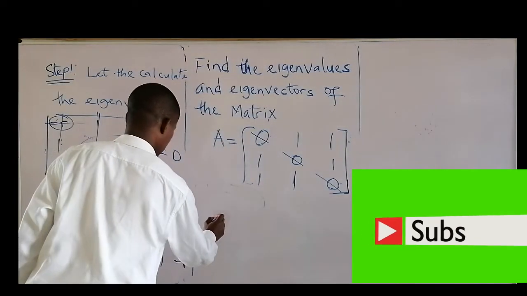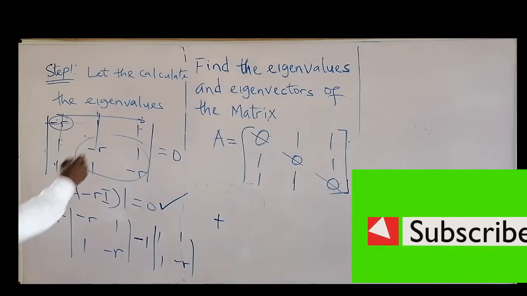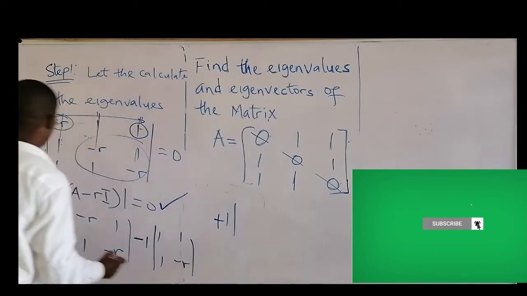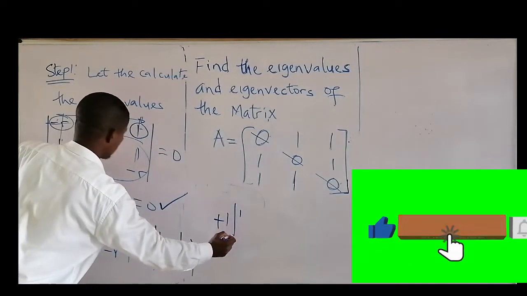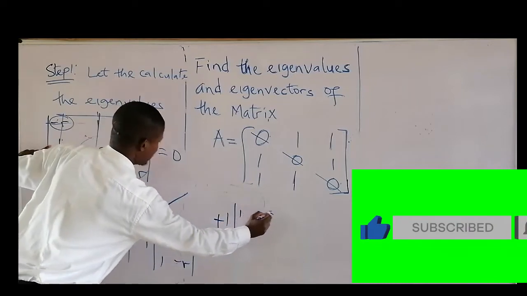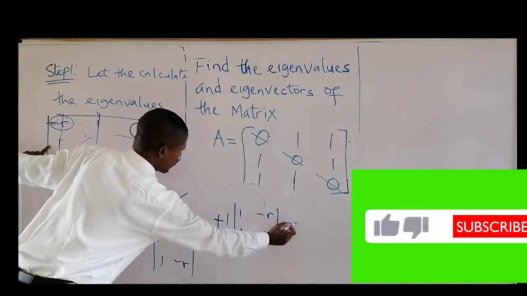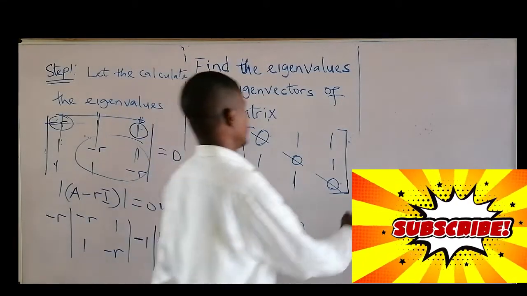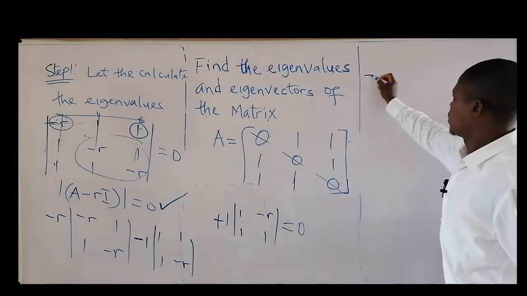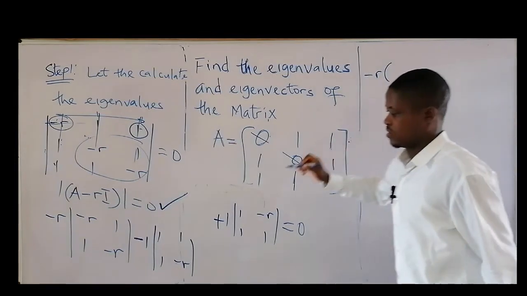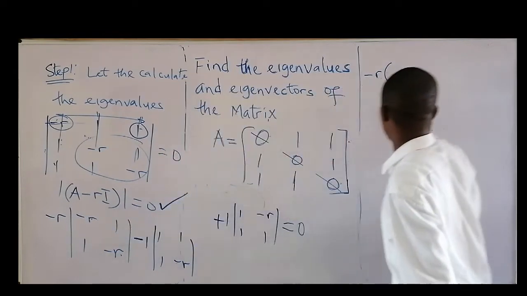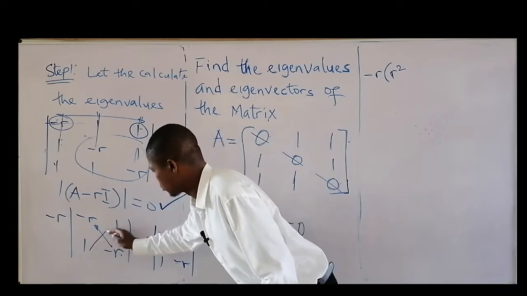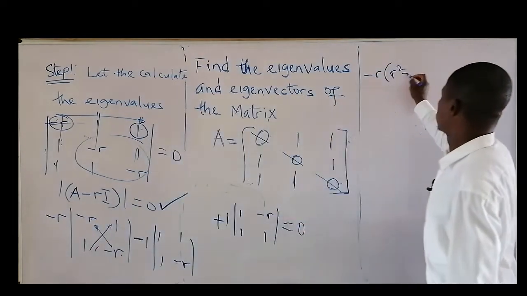Then the third one, plus the third one, the one here, cover it horizontal and vertical. So you have plus 1, determinant of 1, 1, 1, minus this, then this, all equal to 0. Okay, so that's what we have now. Then we now have minus r brackets, this one times this one, that's r squared. You go this way, and then minus what? Minus this one, so minus 1.